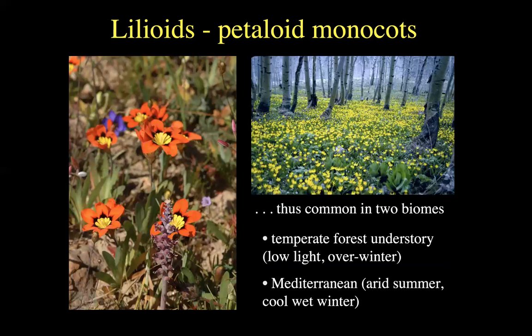So the lilioid monocots are most common and species rich in two global biomes. They're particularly species rich in temperate latitudes in forest understories. These have low light areas where, again, during the summer when the trees above them have leafed out, they try and maximize their leaf area to photosynthesize. And they have those underground structures to allow them to overwinter. Which means that they are part of the beautiful spring bloom globally, which is very nice.